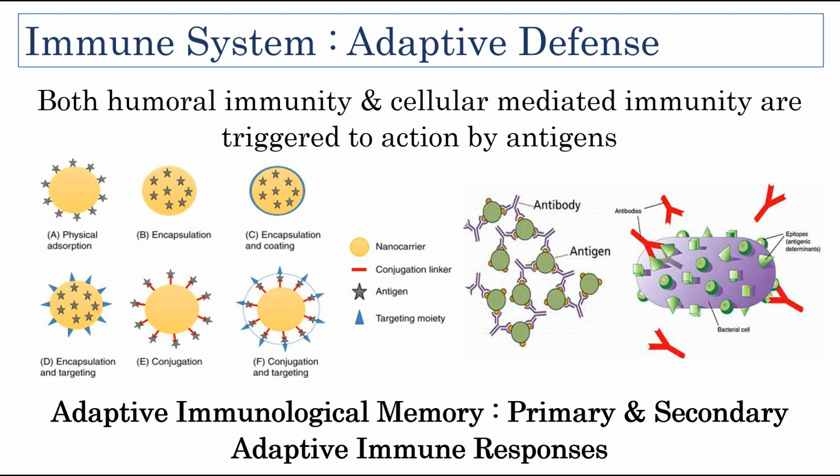Both arms of the adaptive defense system are triggered by antigens, right? Those surface proteins, those surface glycolipids, something on the external of a pathogen. When we talk about adaptive immunological memory, like how we remember pathogens, we're going to talk about primary and secondary responses.